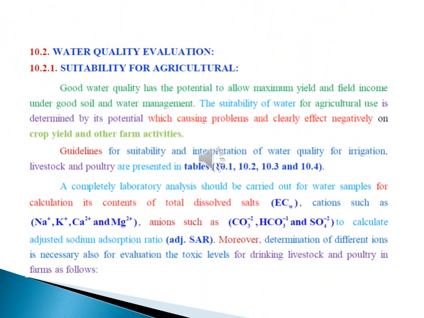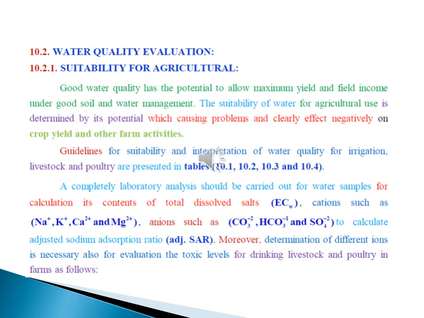Water quality evaluation: suitability for agriculture. Good water quality has the potential to allow maximum yield and field income under good soil and water management. The suitability of water for agricultural use is determined by its potential to cause problems that clearly affect crop yield and other farm activities negatively.